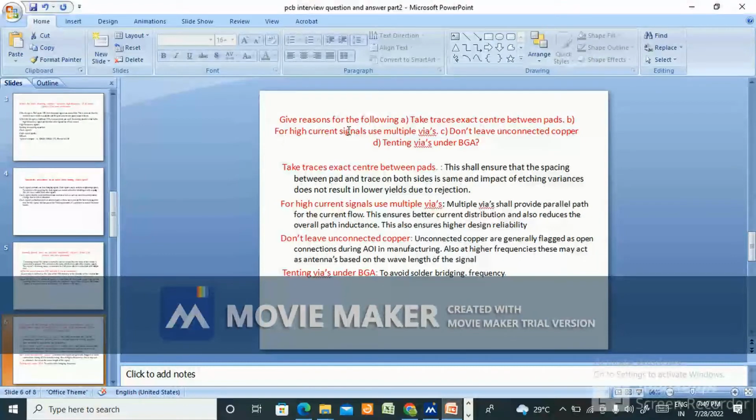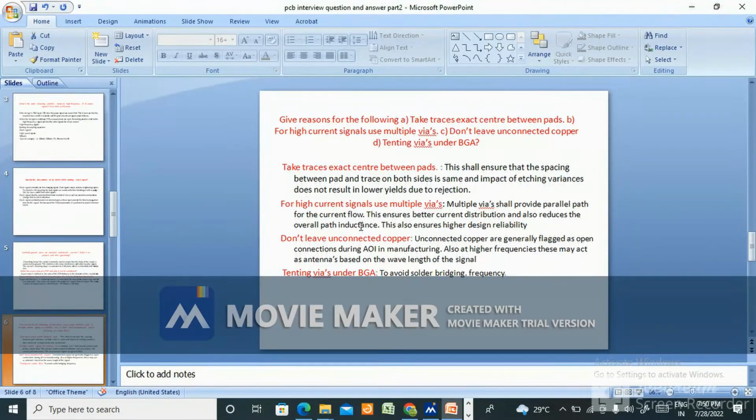Okay, give reasons for the following. First, take traces at the exact center between pads. Number two, for high current signals use multiple vias. Number three, don't leave unconnected copper. And number four, tenting vias under BGA. So, take traces at the exact center between the pads. This shall ensure that the spacing between the pad and trace on both sides is the same, and the impact of the etching variance does not result in lower yield due to rejection.